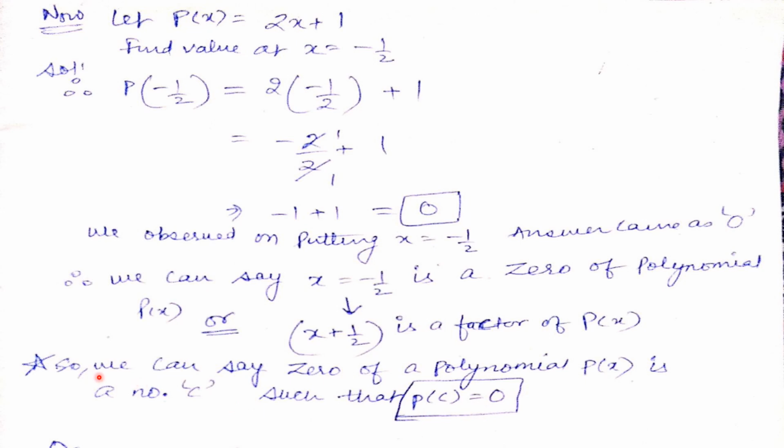Again repeating, we can say a zero of a polynomial P(x) is a number c such that P(c) equals 0. It means if c is a number and you put it in place of x and you get the answer as 0, you can say c is a zero of that polynomial. Okay, let's see one more example to make it more clear.